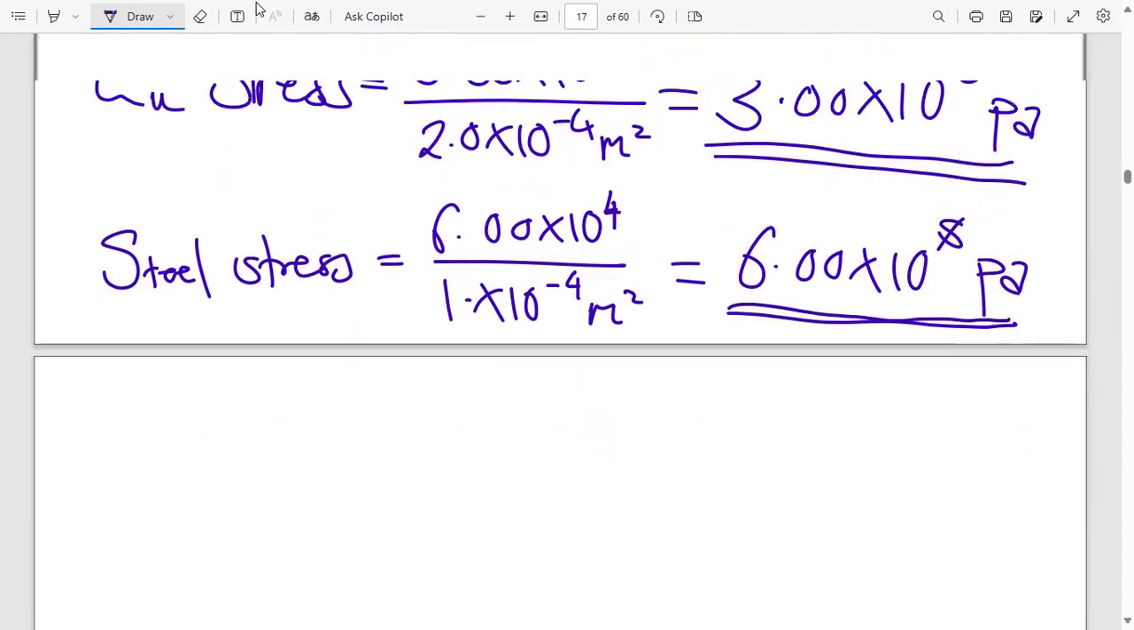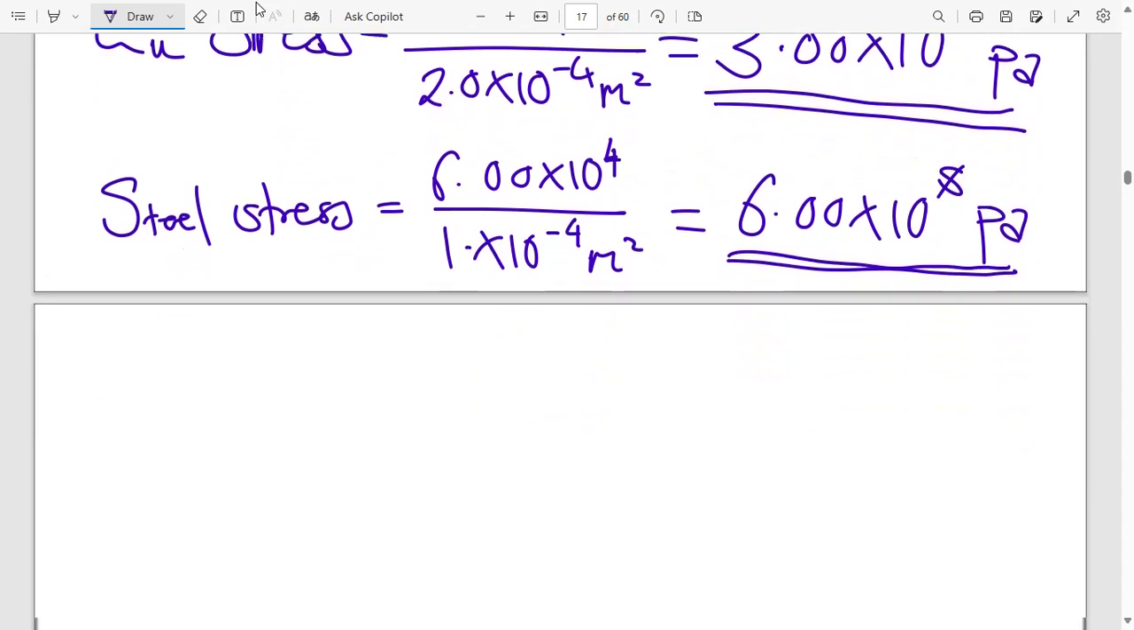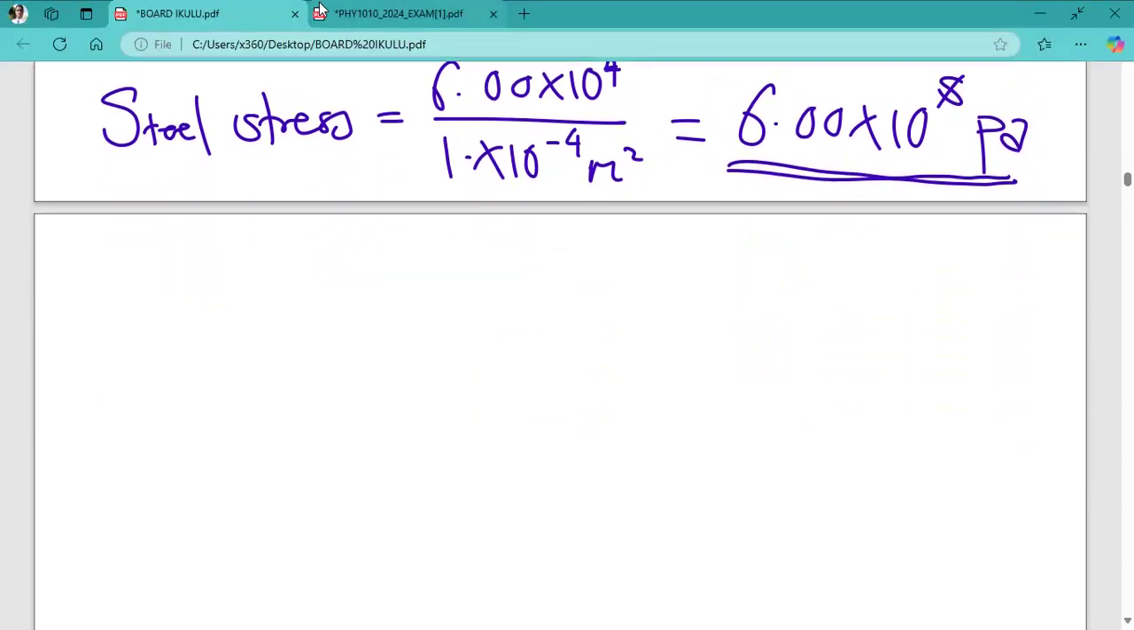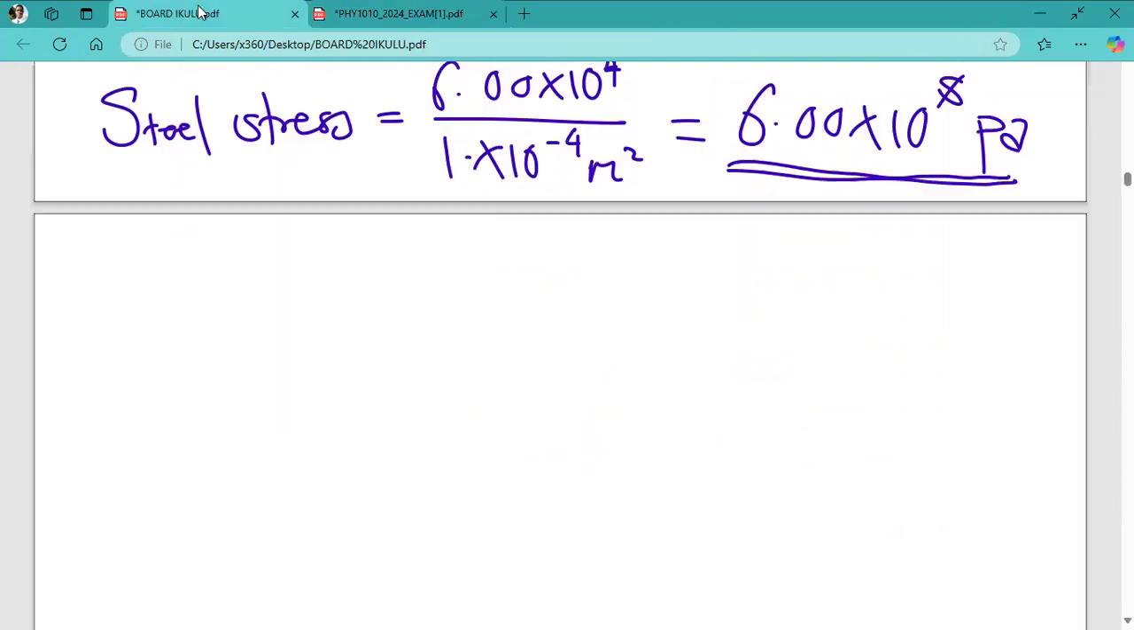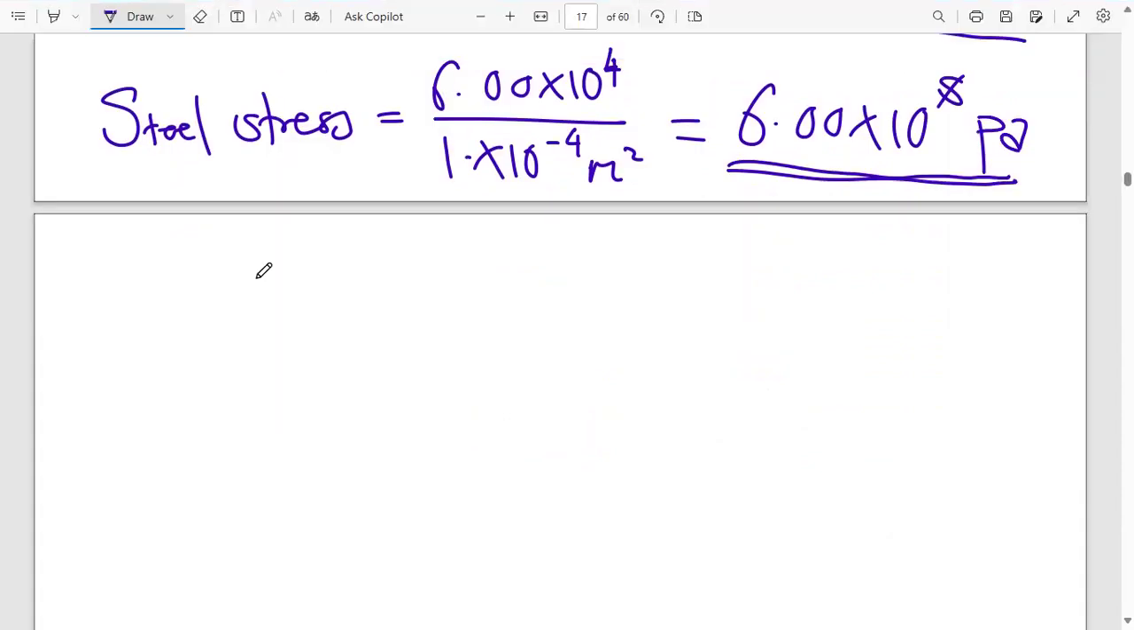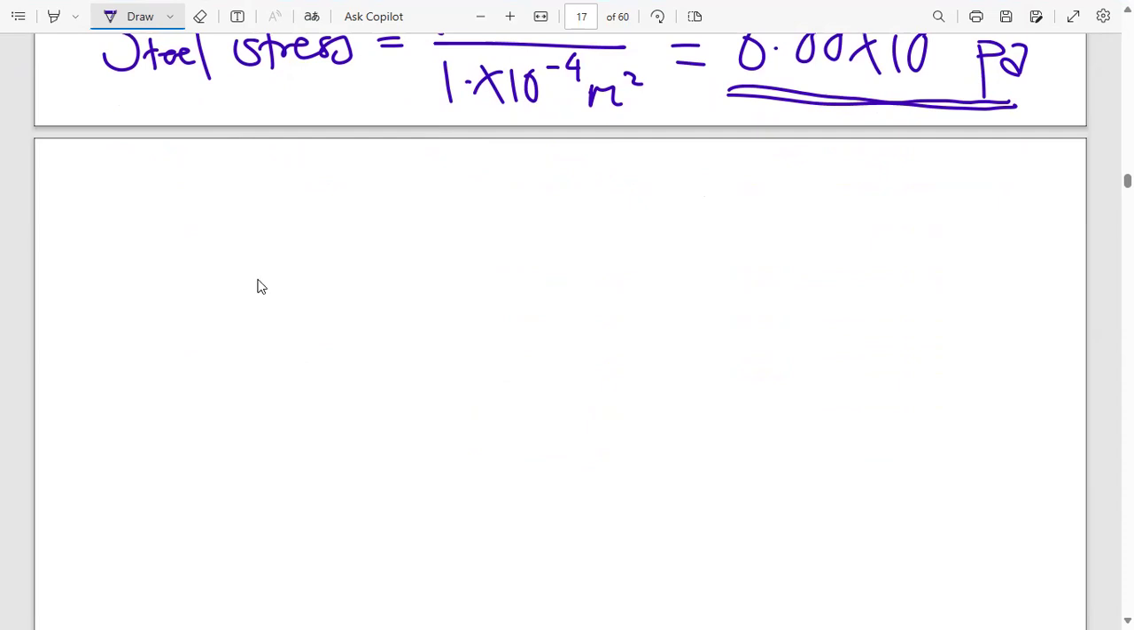Okay, if that is the stress, we can go to the last part of the question, which is saying find the strain in each wire. So what is the formula for calculating strain? Strain is equal to what? Should be change in length over initial length. Okay, change in length over initial length.